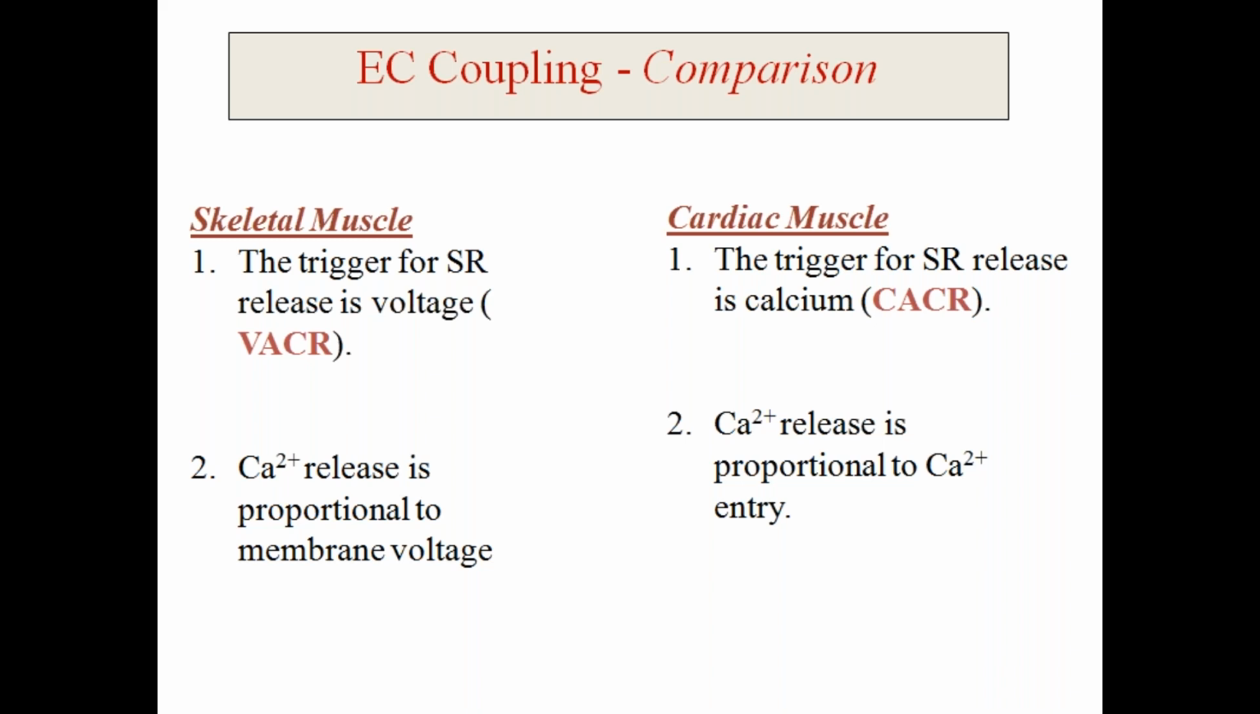But if you see the trigger for calcium release from the sarcoplasmic reticulum in cardiac muscle, the trigger was calcium, which was coming through the dihydropyridine receptor from extracellular fluid inside the cell, and this calcium was binding with the ryanodine receptor, and this was causing a conformational change in the ryanodine receptor, and because of that, the ryanodine receptor was open.